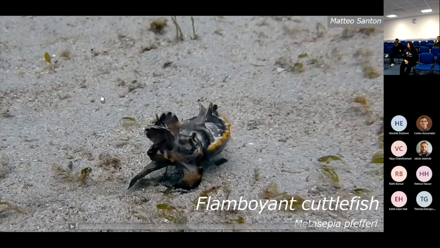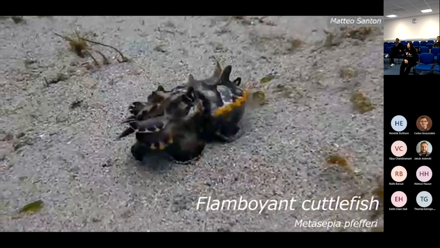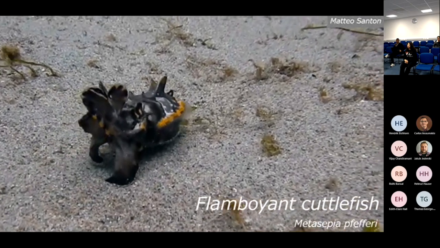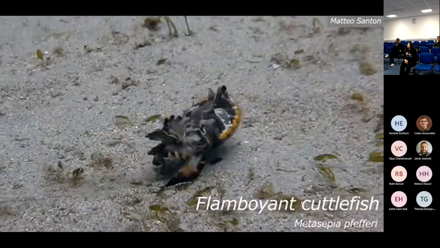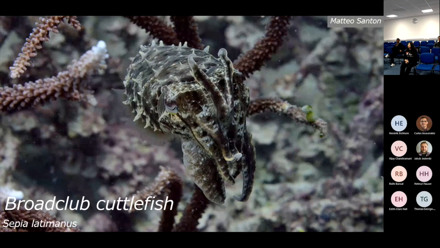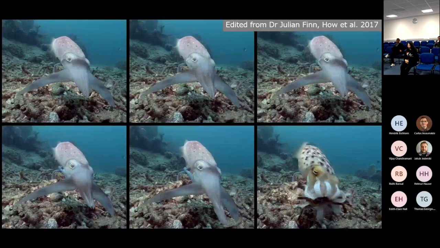Here's a beautiful flamboyant cuttlefish. This has got this warning coloration. You can see these moving bars of colour that it passes across its body. So really remarkable. And then we come to this animal, the broad-club cuttlefish, really special animal. And it's got a very unique hunting technique that some of you might have come across if you've watched the Blue Planet 2 series recently.